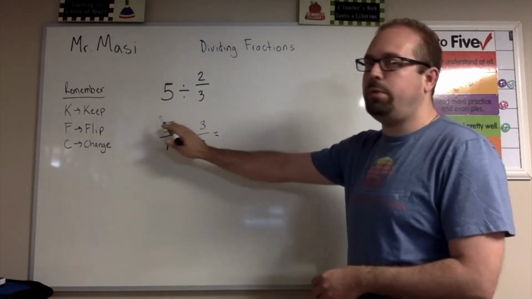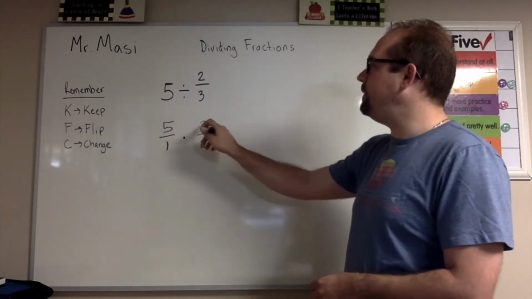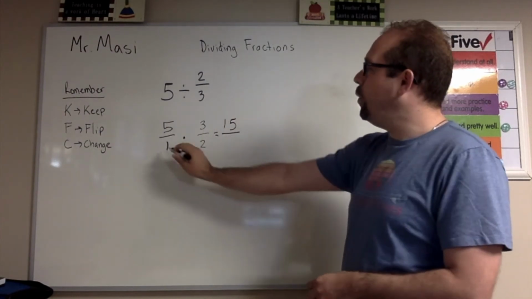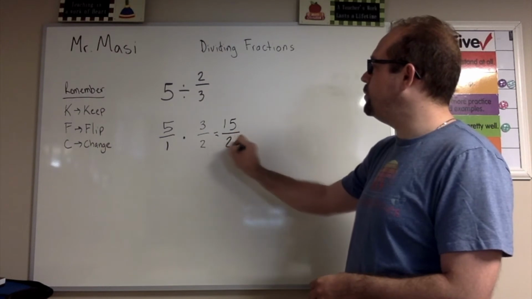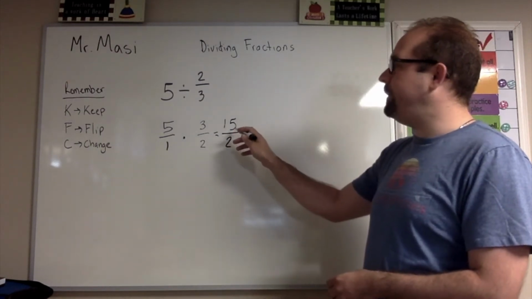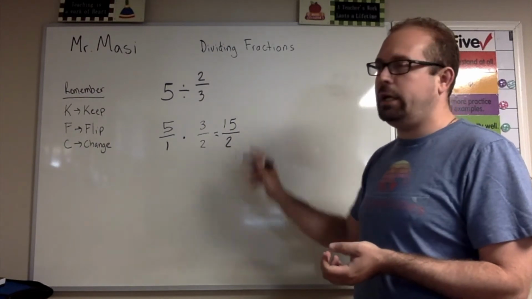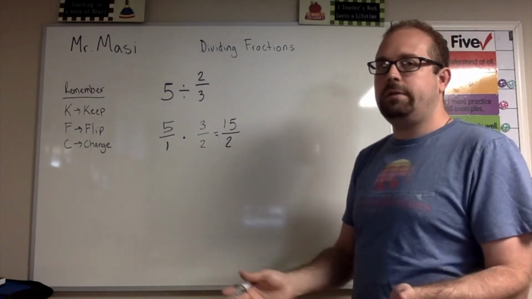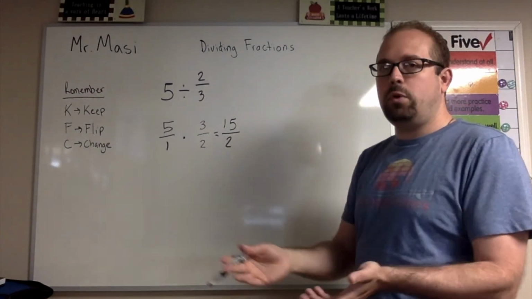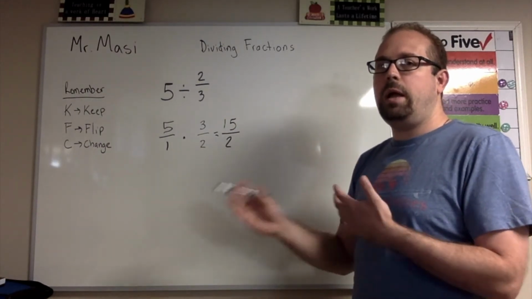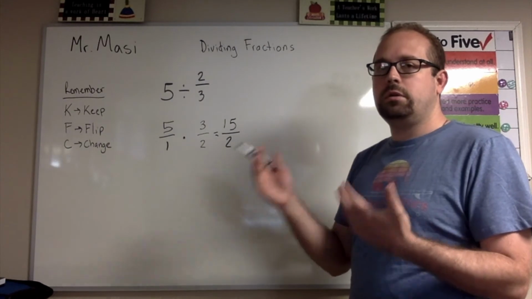And then I multiply across. So 5 times 3 gives me 15. 1 times 2 gives me 2. And now if the answer shows that it's an improper fraction, you can leave it as an improper fraction. But in most cases, you're going to have to turn it into a mixed number and potentially reduce it.